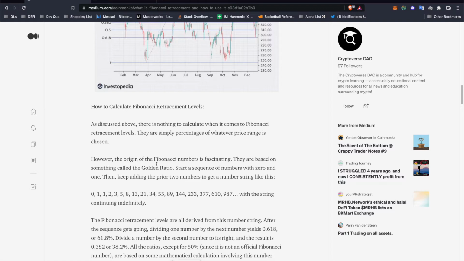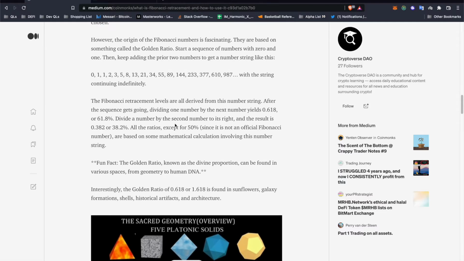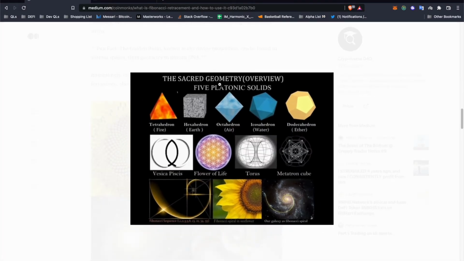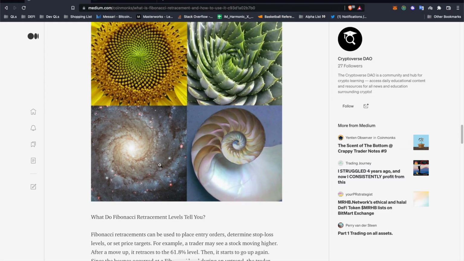Now, there's nothing to really calculate when it comes to Fibonacci retracement levels, just percentages of whatever price range is chosen. And the origins are absolutely fascinating. They're based on something called the golden ratio. Here's an interesting picture, the sacred geometry overview, 5 platonic solids. You've got the tetrahedron, hexahedron, octahedron, icosahedron, and the dodecahedron. Sacred geometry, man. Look at this.